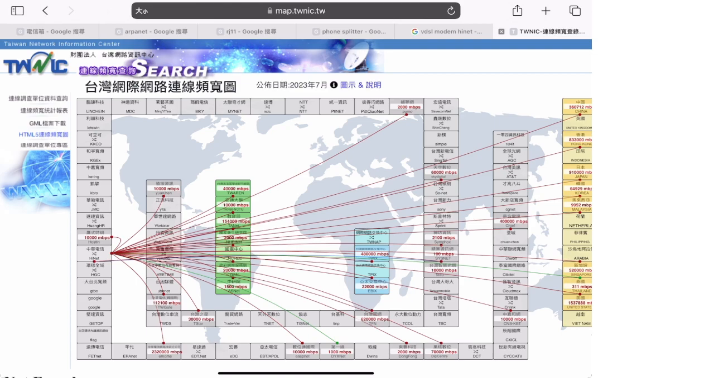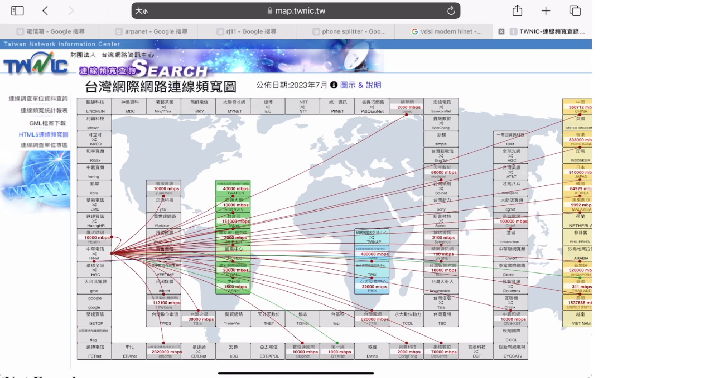Let's take a look at one of the biggest ISPs in Taiwan, which is HiNet. We can see that this ISP needs to connect to other ISPs. That is how the internet has been built: different ISPs connected with each other. So the customers of this ISP can reach the entire internet through the red links right here to other ISPs.